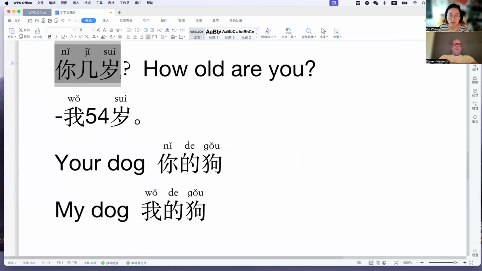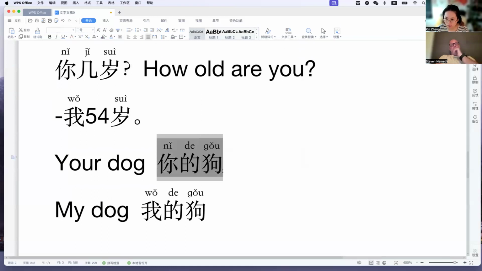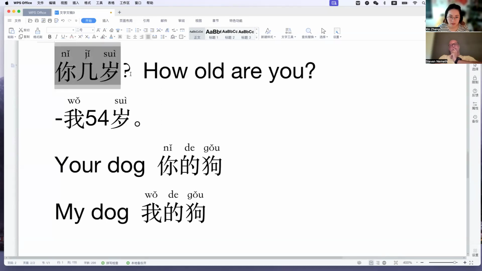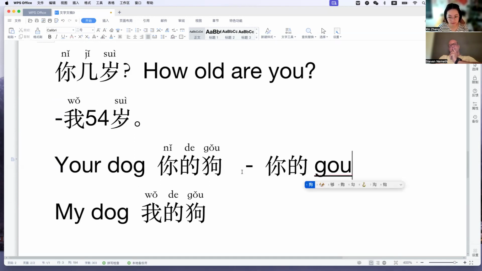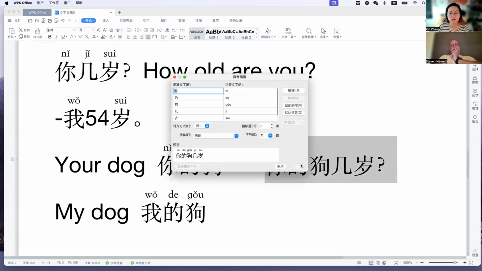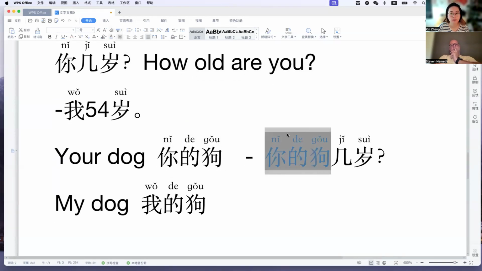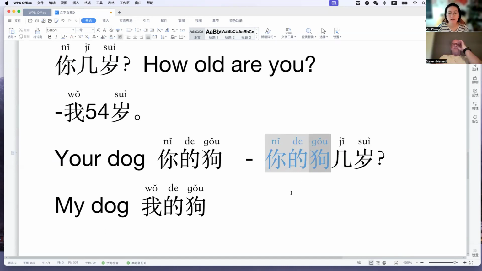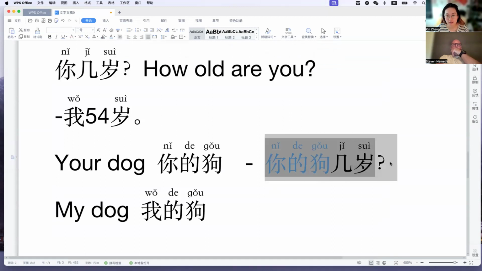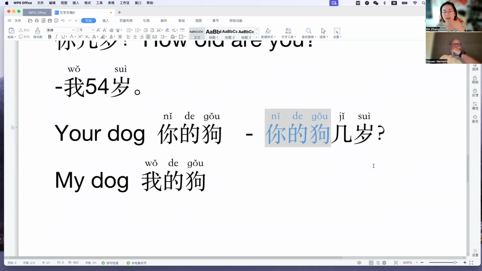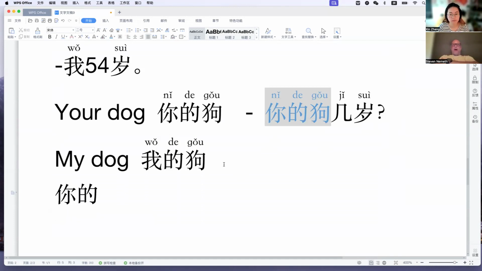Here, the question is, how old are you? How could we ask, how old is your dog? 你的狗几岁? The subject is here, right? 你几岁, and your dog 几岁. So 你的狗几岁? Perfect. Same structure. Just for practice, how old is your mom? 你的妈妈几岁? Perfect.